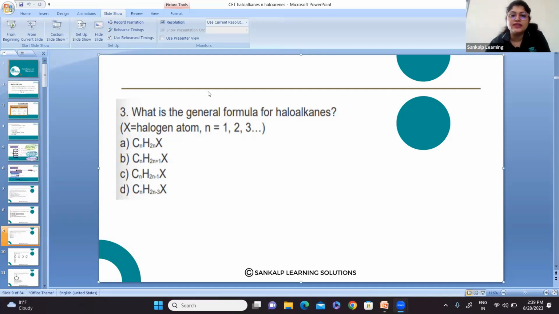So the answer is what? The answer is B, right? We have seen this. What is the general formula of haloalkanes? When you have alkanes, it will be CnH2n+1. What is there here now? Haloalkanes, so it is CnH2n+1X. So option B is the right answer. I hope you have understood. So we'll go for the next question.